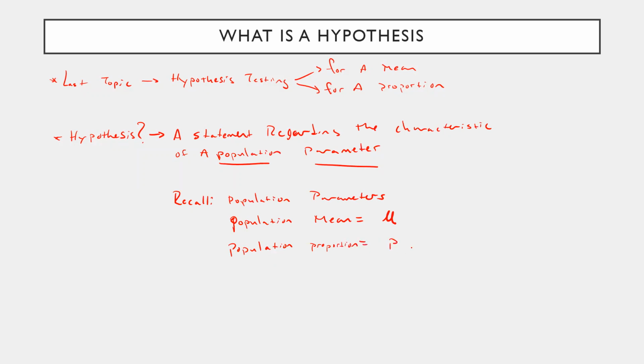Which is P. Okay, so what I'm going to be doing here is making a statement regarding the characteristic of this. So when I say the characteristic in stats class, it's going to be the value. I'm going to say something like, I think the population mean is equal to this, or I think the population proportion is equal to this, or I think it's greater than this number, or I think it's less than this number. So those are the types of statements we're going to make.